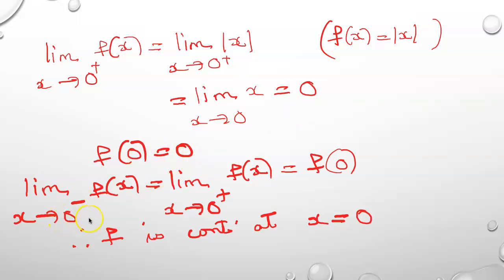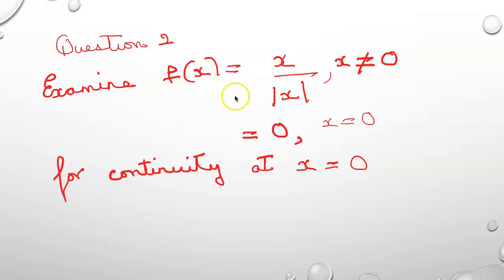So we have the limit as x tends to 0 to the left of f(x) equal to the limit as x tends to 0 to the right of f(x) equal to f of 0. Hence, f is continuous at x equal to 0. Because for a function to be continuous at a point, the left-hand limit should be equal to the right-hand limit equal to f of that point.